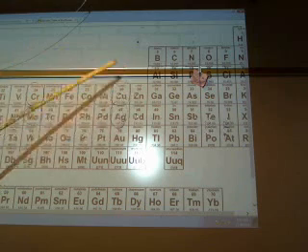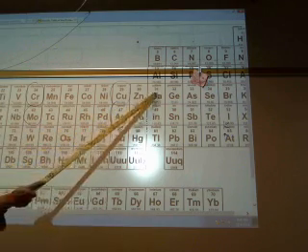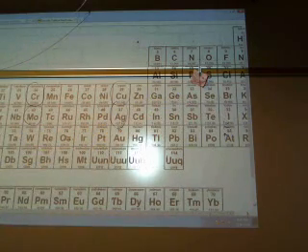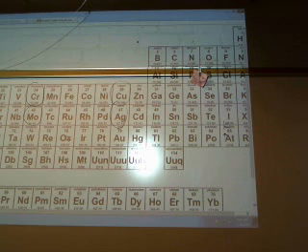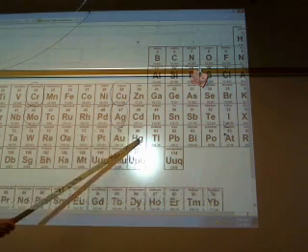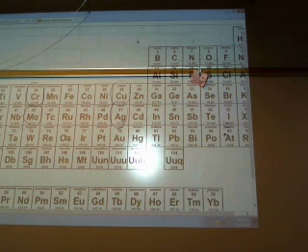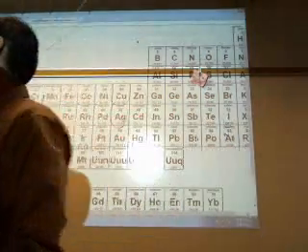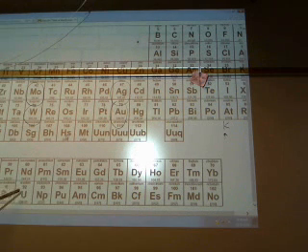1s2, 2s2, 2p6, 3s2, 3p6, 4s2, 3d10, 4p6, 5s2, 4d10, 5p6, 6s2, and then 56, we drop down to 57 here. 4f14, right? 5d10, 6p6, 7s2, and then we drop down. 5f1, 5f2, 5f3, 4, 5f4, and we stop there, right?